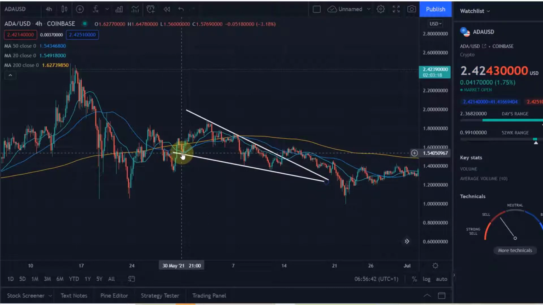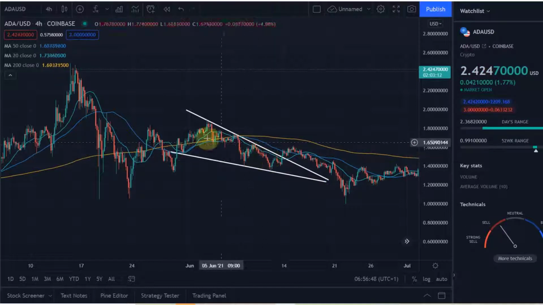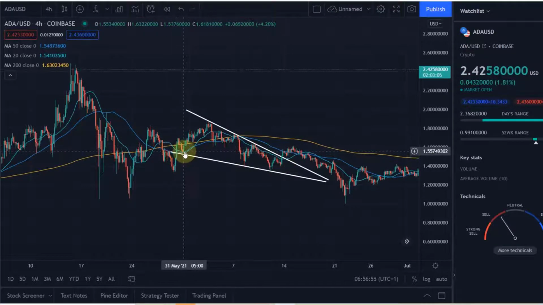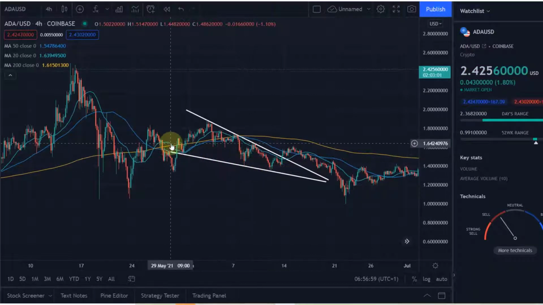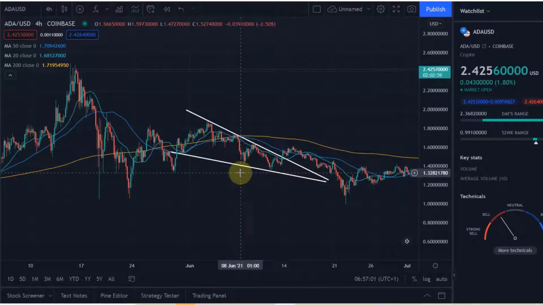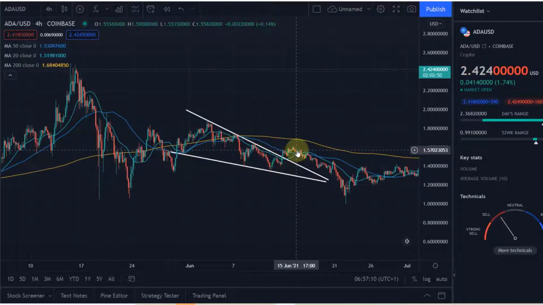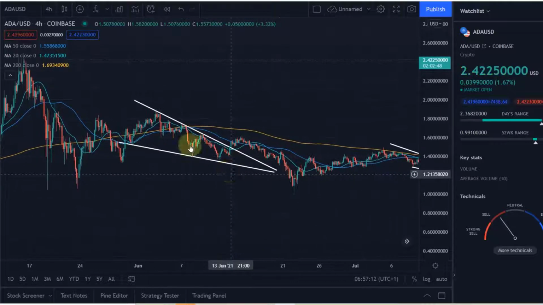So it's getting more and more difficult for sellers to push the price further down, while buyers still have difficulties to push the price up. The highs are still going down at a faster rate, but the sellers really have difficulties to push the lows further down. And that is a strong indication that a trend reversal could be coming, or that at least a breakout to the upside is likely. And that is exactly what happened here.